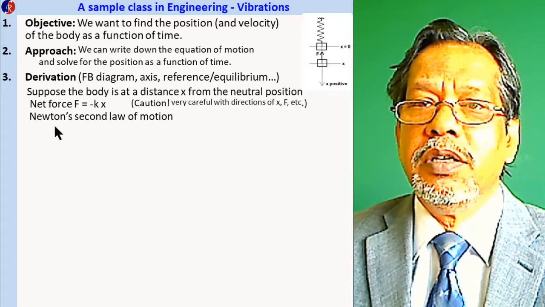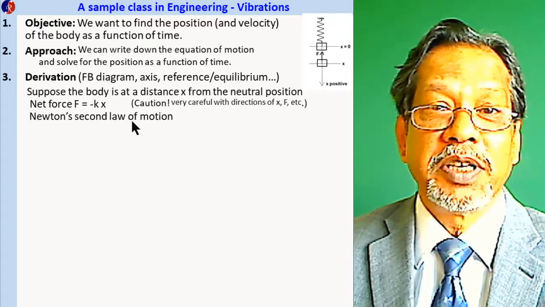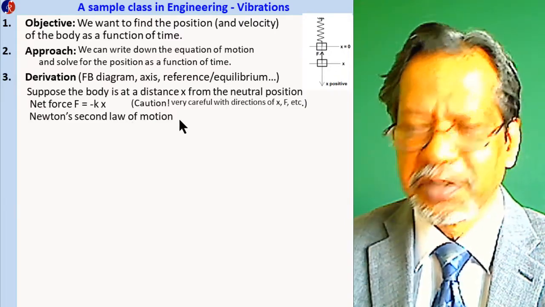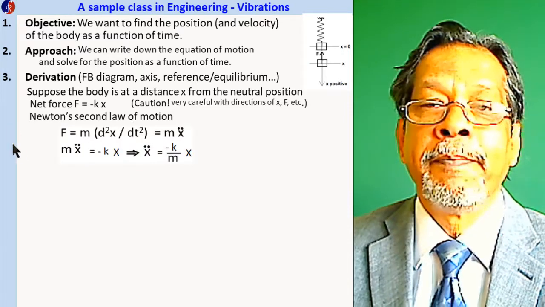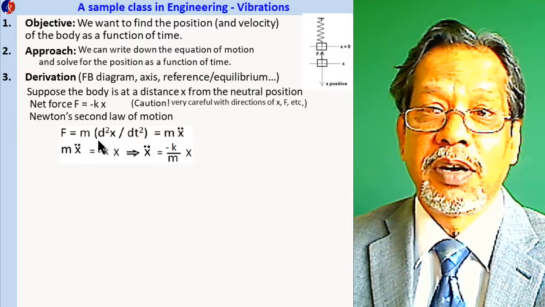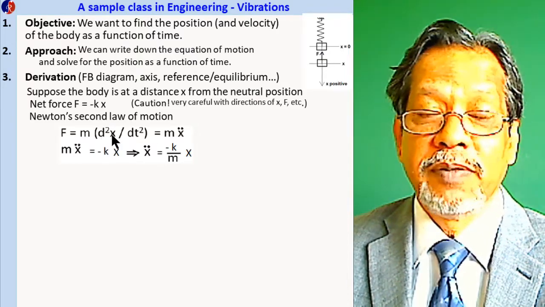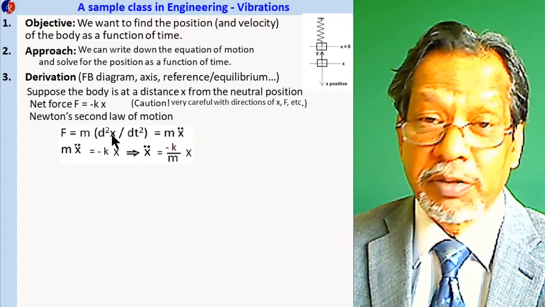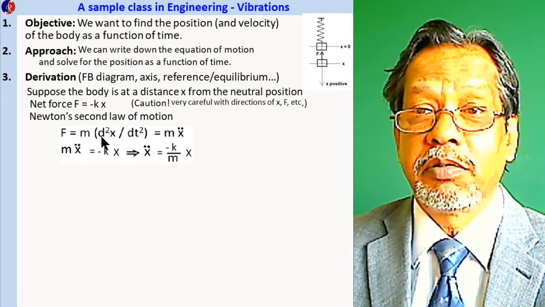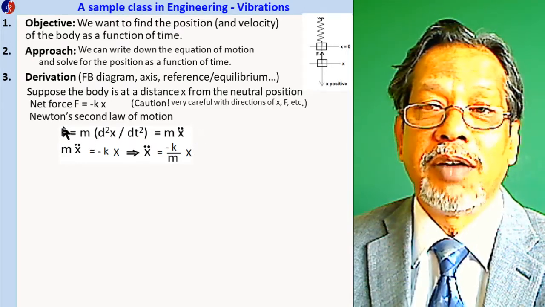Okay. Newton's second law of motion we have to use. Why? Because if we are studying motion, if you know the force, you know the mass, you know the acceleration, and that's how you start. Very simple. So force equals mass times acceleration. That's Newton's second law of motion. Acceleration is the second derivative of displacement with respect to time. The first derivative gives the velocity, the second derivative gives the acceleration. Mass times acceleration, that's Newton's second law of motion.